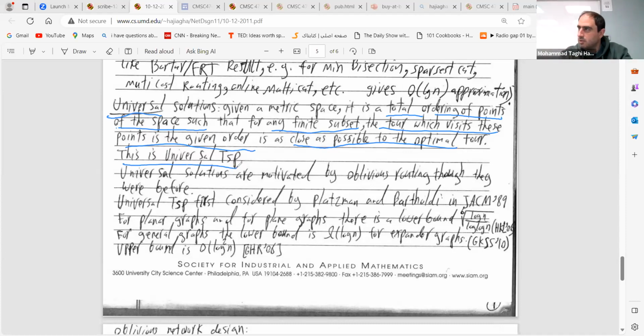So you want to find this solution such that it is like this. And as I mentioned, universal solutions are motivated. Somehow there is more work done for universal solutions. We have done some of this work that I will talk about after this oblivious routing algorithm by Harald Räcke. However, the early versions were there before. In particular, universal TSP was first considered by Platzman and Bartholdi in JACM, which is like a top journal essentially in computer science, in '89.